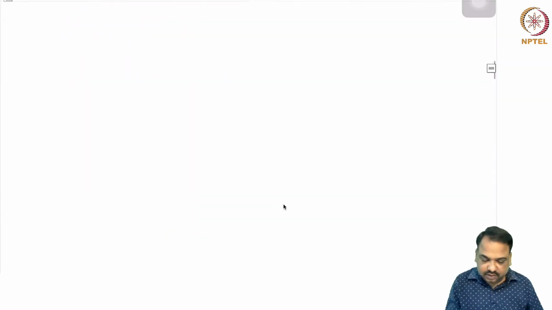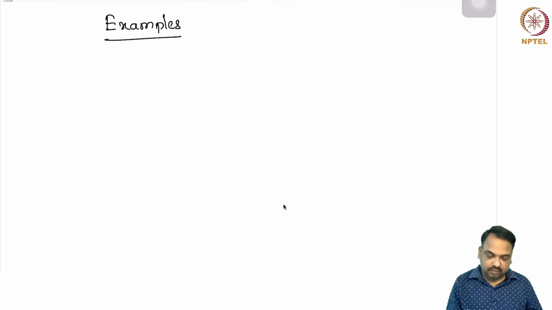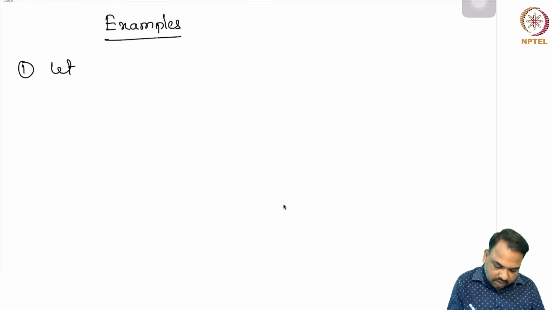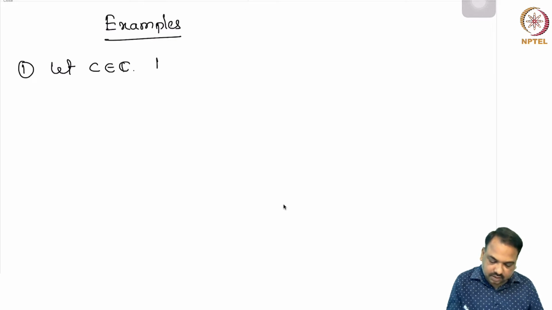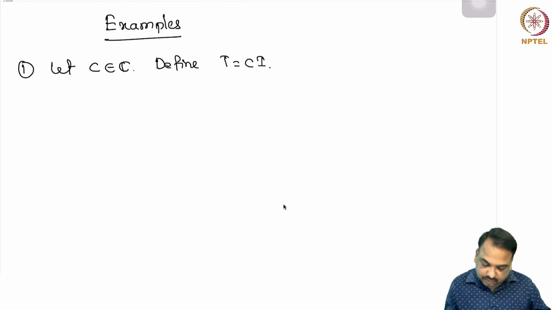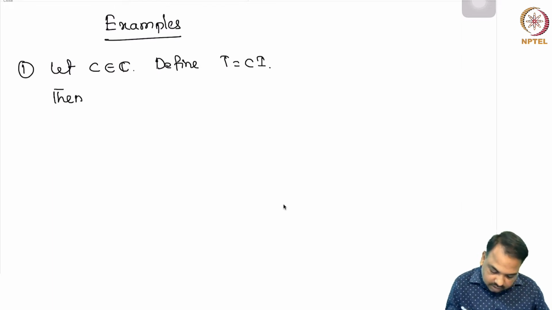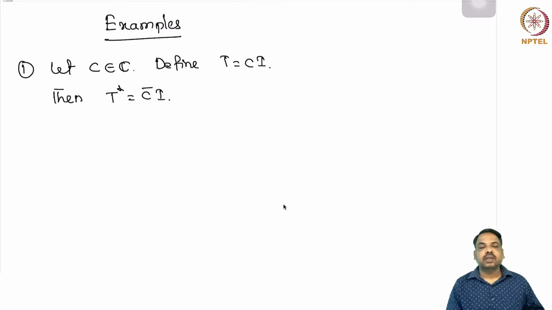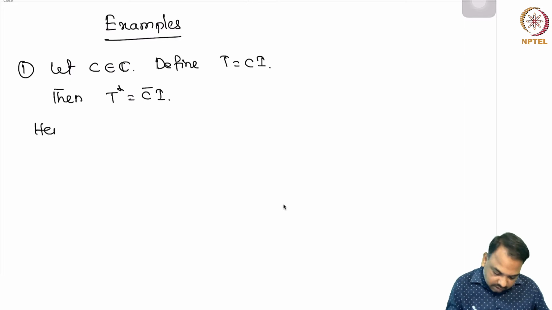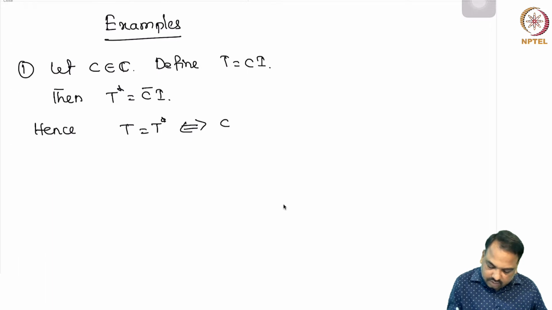Let us look at a few examples to understand these concepts. Let us start with a complex number C. Define T to be C times identity on Hilbert space. Then we can check that T star is nothing but C bar times identity. You know that I star is I. Hence we can say that T is self-adjoint if and only if C is a real number.